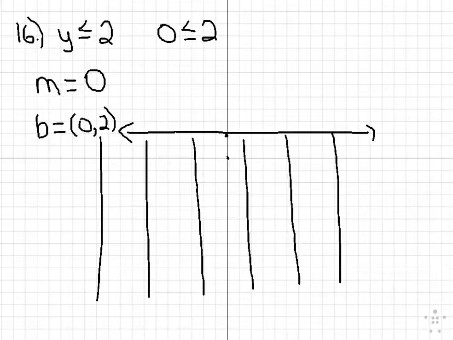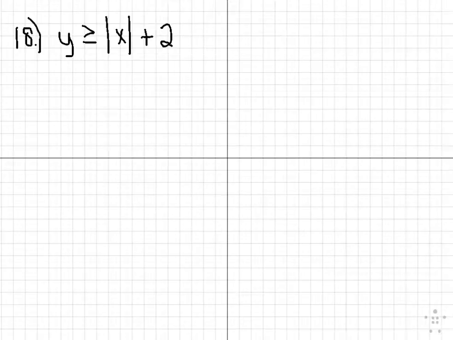Moving on to question number 18. 18 says y is greater than or equal to the absolute value of x plus 2. Now, absolute value inequalities or equations have a special graph. They sort of look like a V. And if you do any study on it, you'll know that we have something that typically would look something like this.